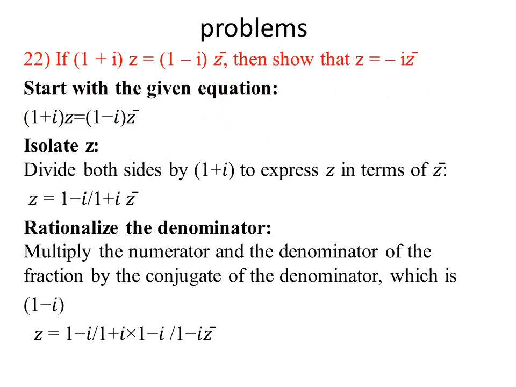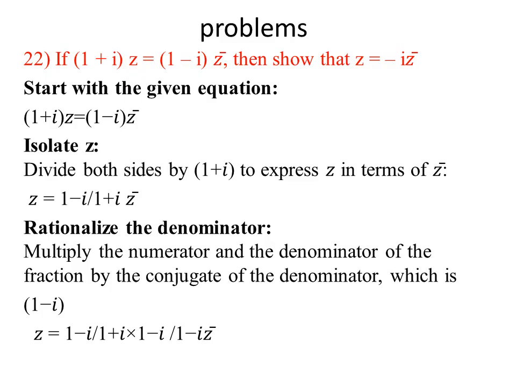We move to the next problem. If 1 plus i into z is equal to 1 minus i into z bar, then show that z is equal to minus i z bar. For this, we start with the given equation, that is 1 plus i into z is equal to 1 minus i into z bar.